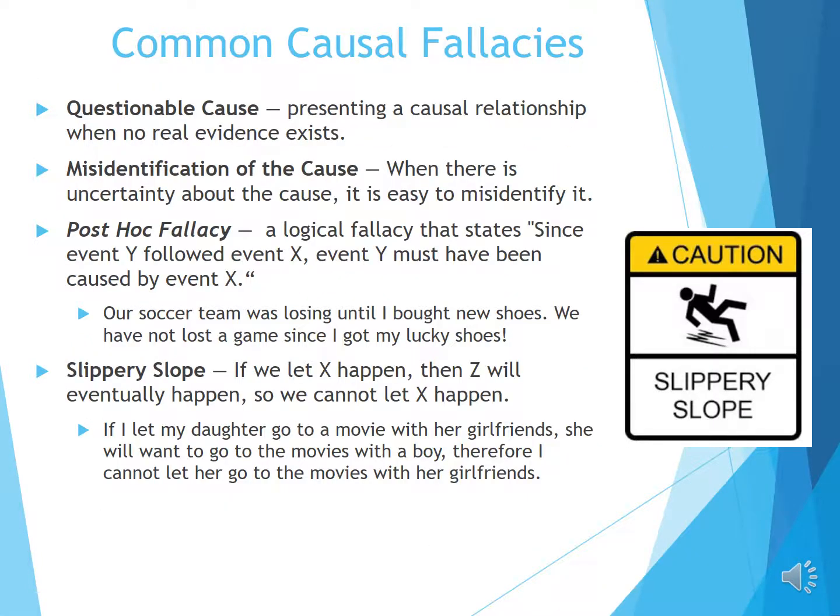There are 4 types of common causal fallacies. A questionable cause is presenting a causal relationship when no real evidence exists. Misidentification of a cause occurs when there is uncertainty about the cause, which makes it easy to misidentify it. Post hoc fallacy is a logical fallacy that states, since event Y followed event X, event Y must have been caused by event X.